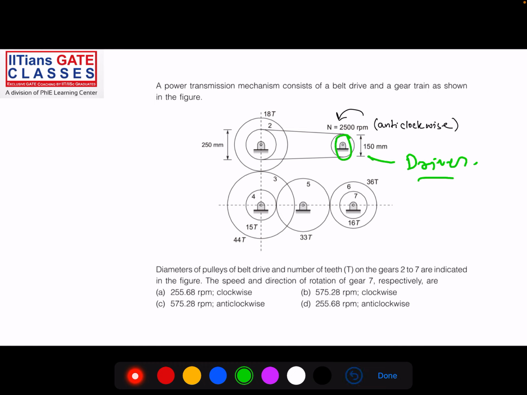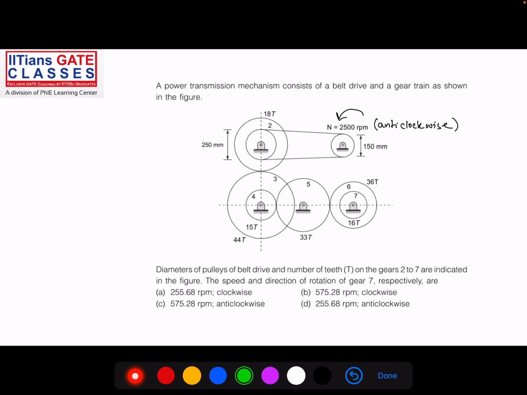This is the driver, and the driver is rotating anti-clockwise with an RPM of 2500. Let me label the elements: this is 1, this is 2, and this is 3. So basically the driver 0 is rotating the pulley 1. This is not a gear, this is a pulley.